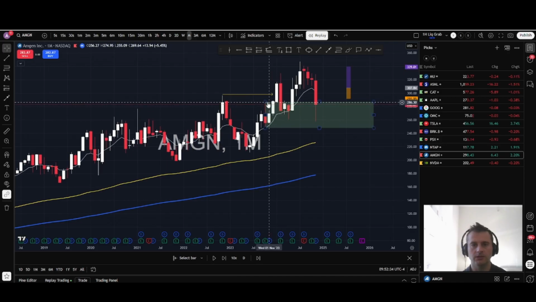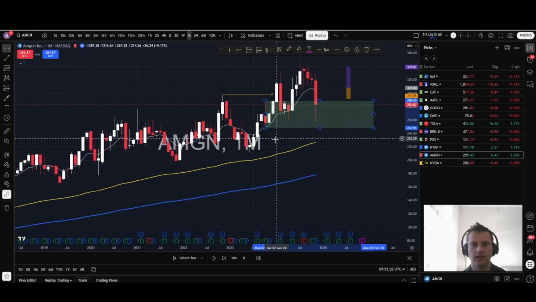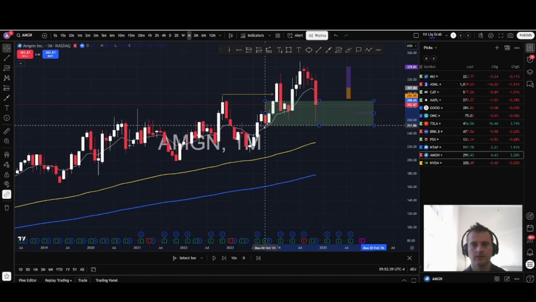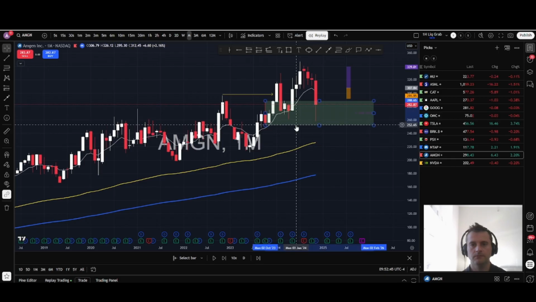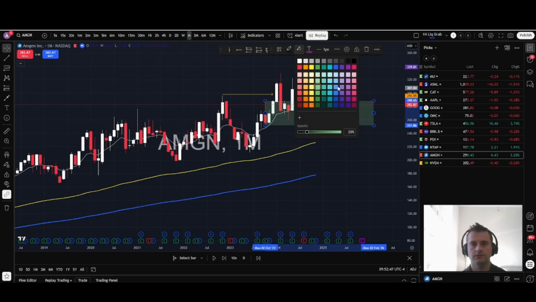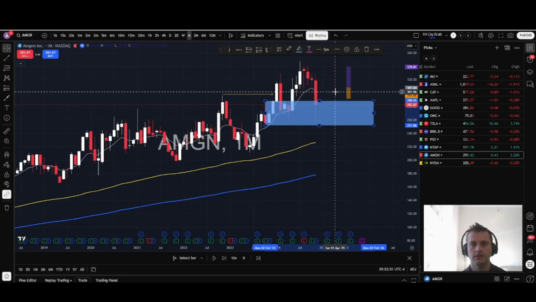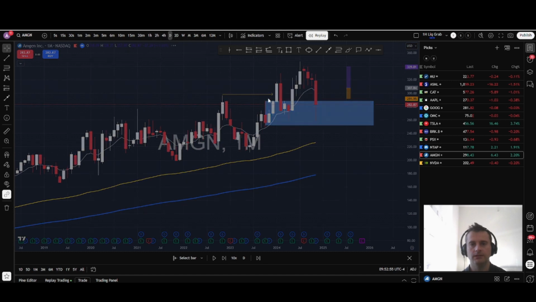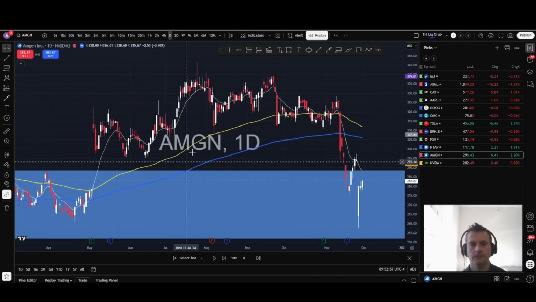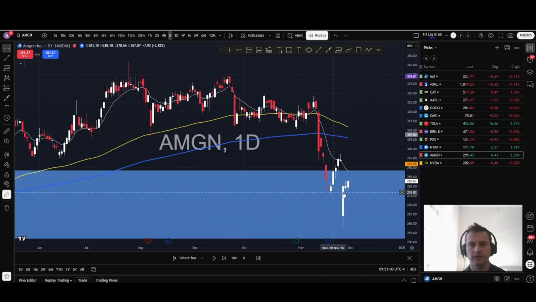How do we mark it? We take the less bearish candle and we draw the zone. So we can change the color here, just in case we are unable to see it clearly, in blue, and we move down to the daily time frame. You can see that the price reached the daily time frame.